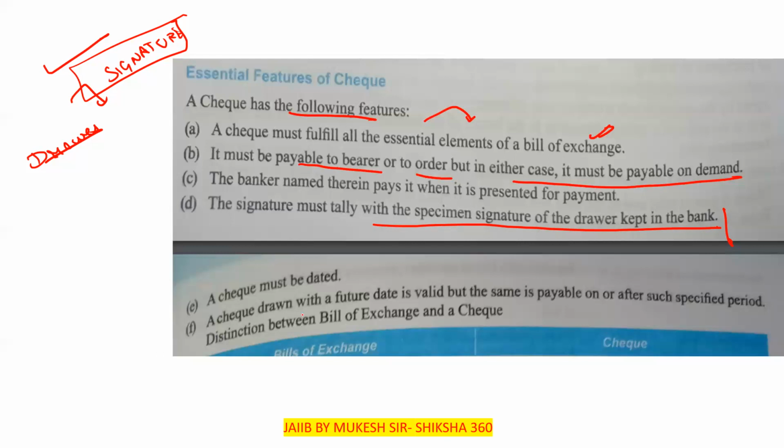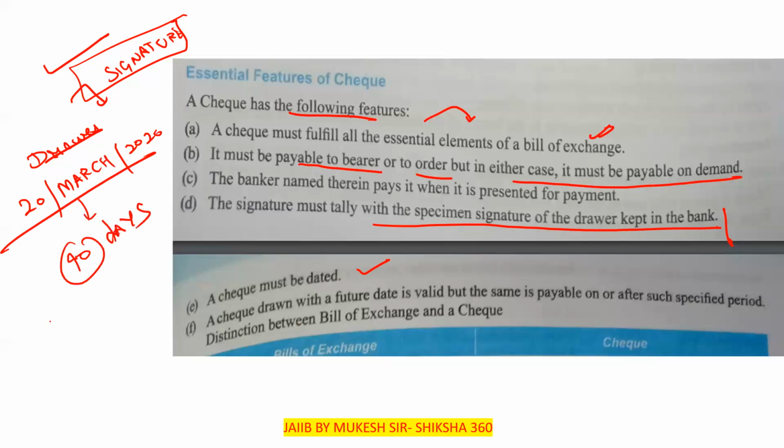Next, a check must be dated. As per the present guidelines, a check must be presented within 90 days. For example, if the date is 20 March 2020, they have to present that check within the next 90 days. After that, the check will become invalid.